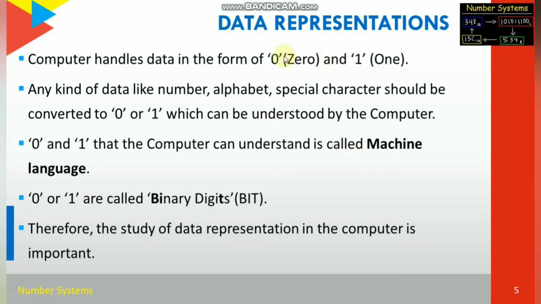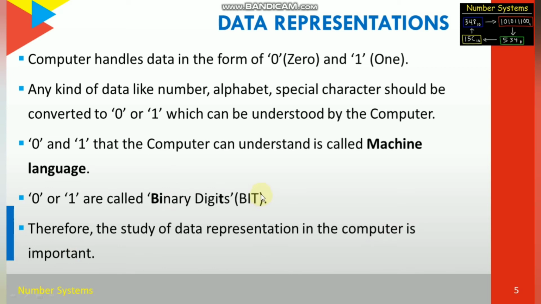Then, how is data represented in a computer? It handles data in the form of zeros and ones, where 0 and 1 are called machine language, and 0 or 1 is called a binary digit. This binary digit consists of only two numbers, that is 0 and 1. Therefore, the study of data representation in the computer is very important.